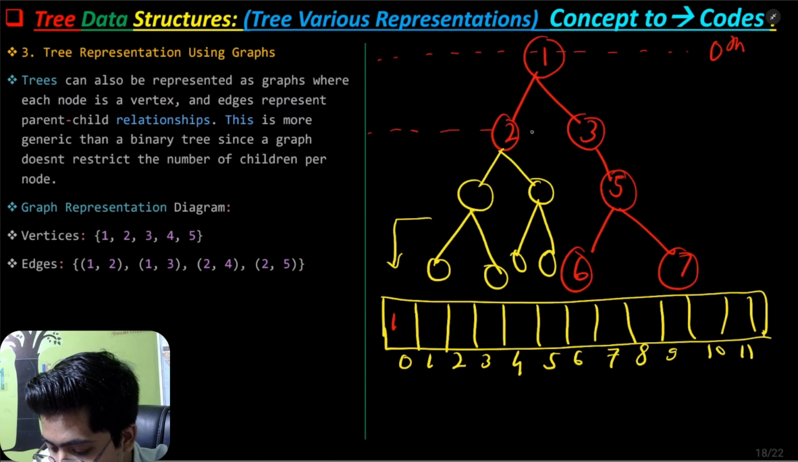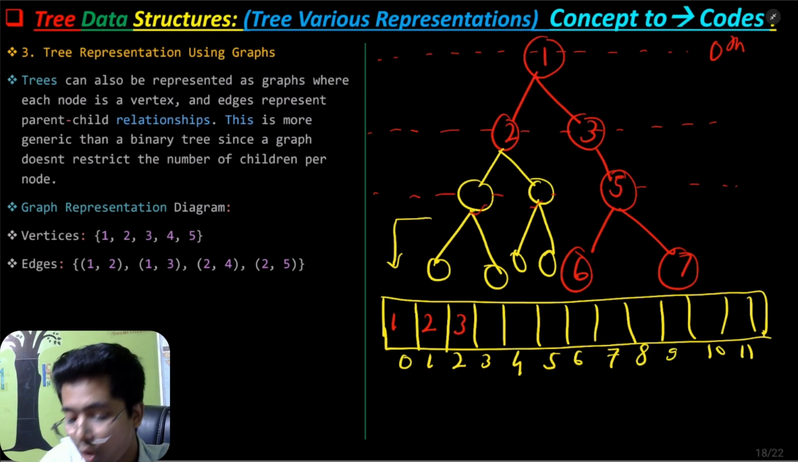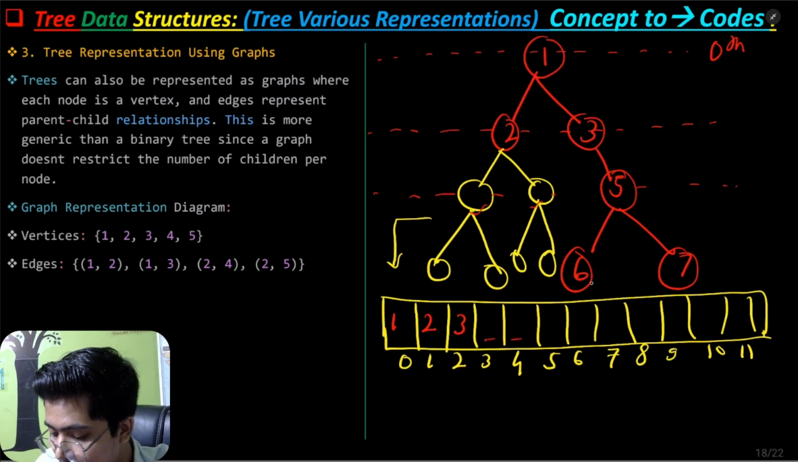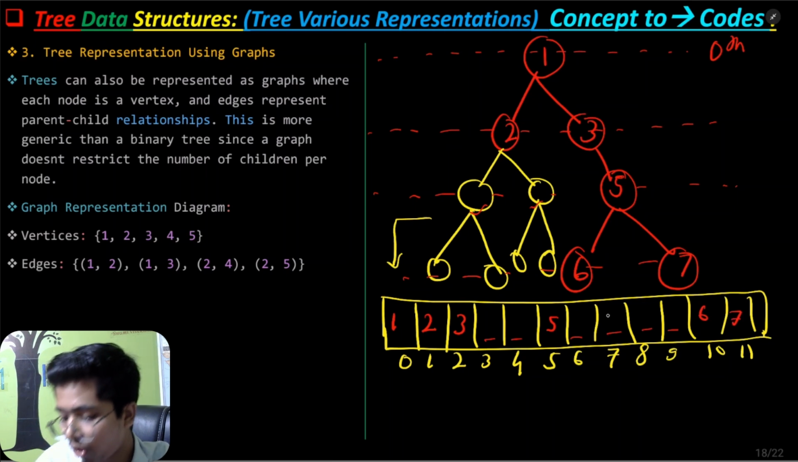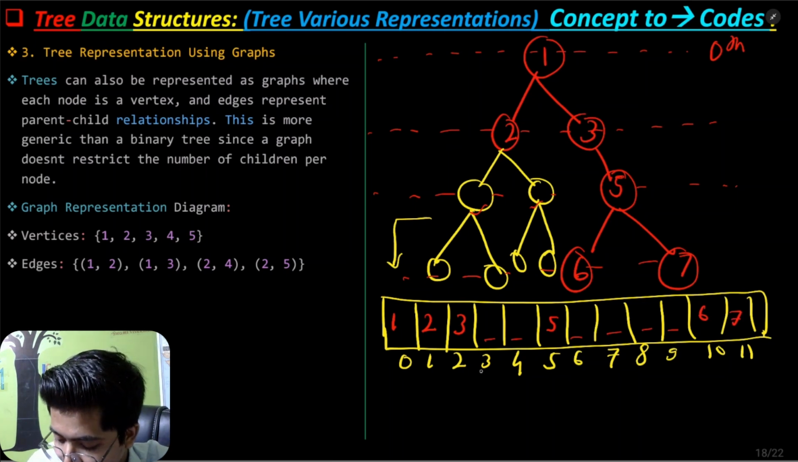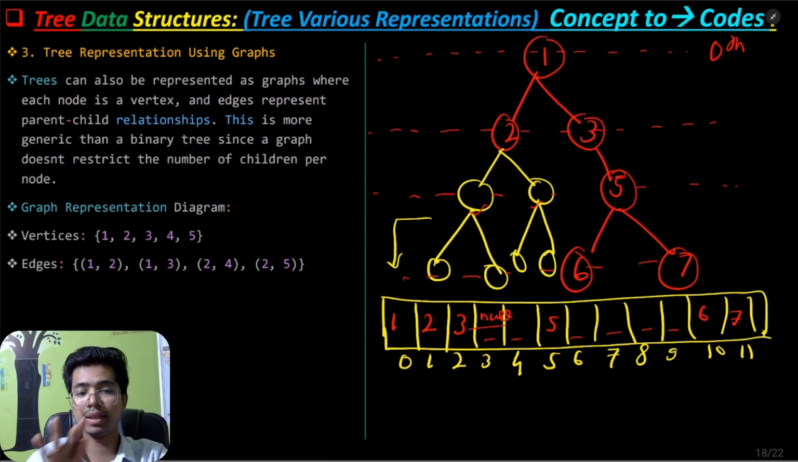For the first level we insert 2 and 3. Notice that after 2 and 3 these are null, so we just insert null. Then there is 5. Again at that level there is 4, null, and 6 and 7. The dash represents null here, meaning there is nothing, that is void.